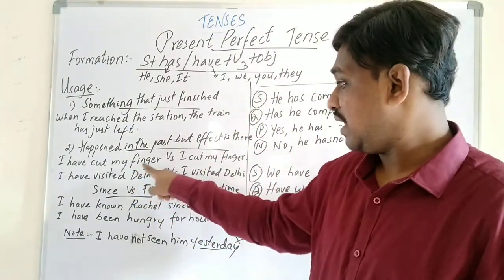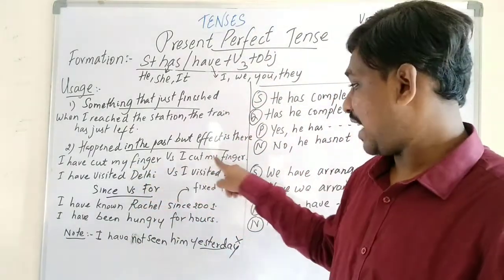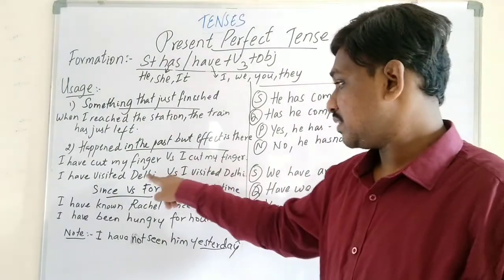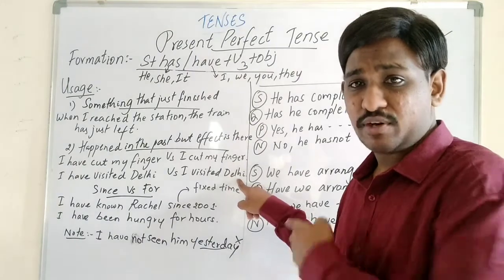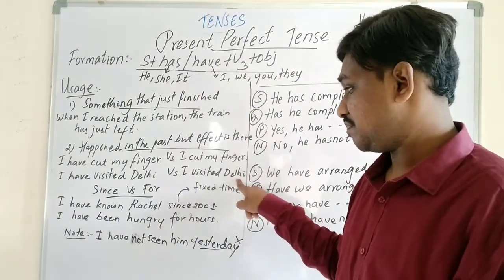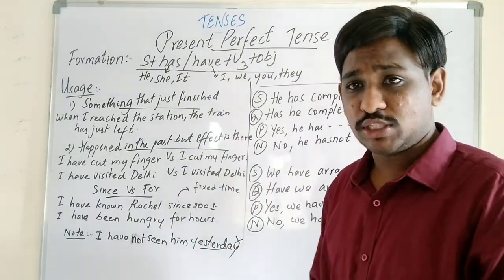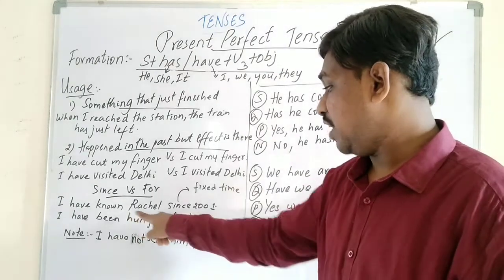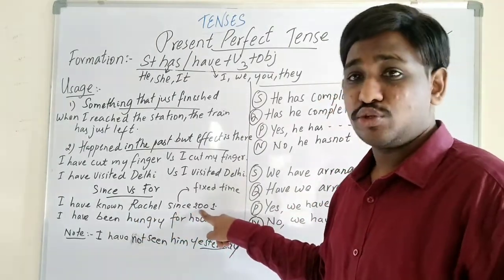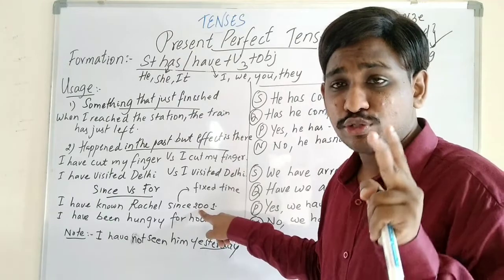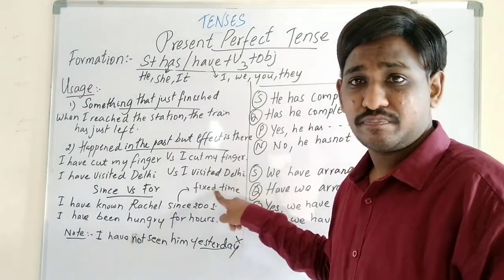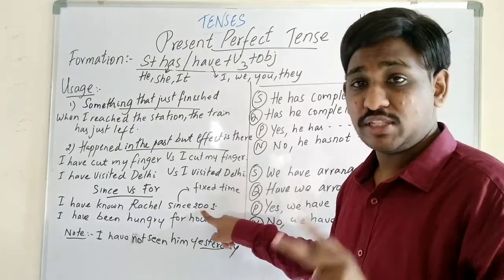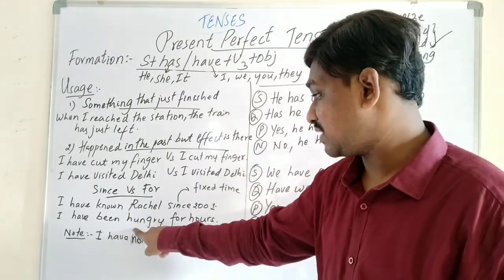So the examples: I have cut my finger versus I cut my finger. I have visited Delhi versus I visited Delhi. Usually a time reference will be there for simple past. Since and for you can also use in present perfect tense. I have known Rachel since 2001. When you use since, what does it mean? You exactly tell a fixed time. Since 2001.